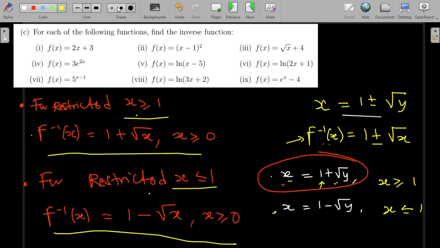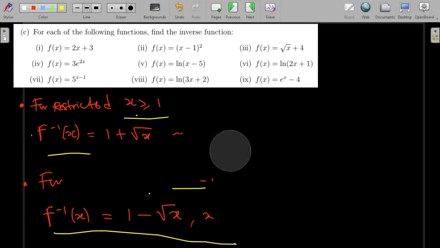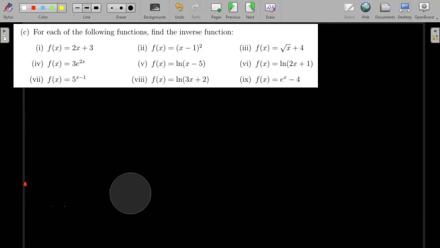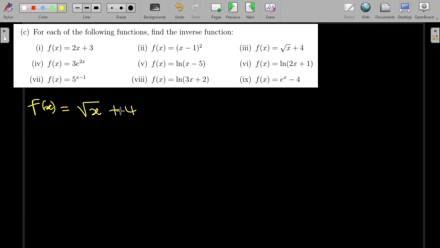Okay, so let's look at part 3. So part 3 now, we have f of x equals the root of x plus 4. So the root of x plus 4, what is it graphically? If we plot it on a graph, this is my y, and this is my x. So this is just a radical function that has been shifted up by 4 units.